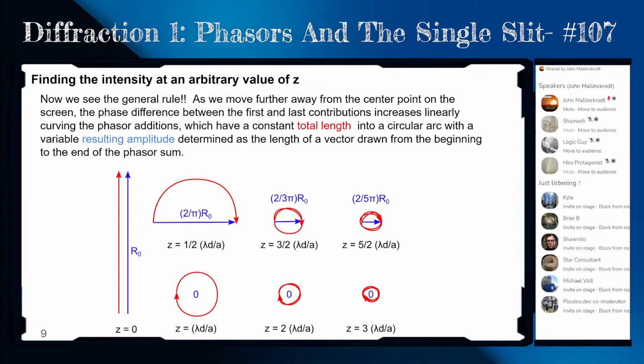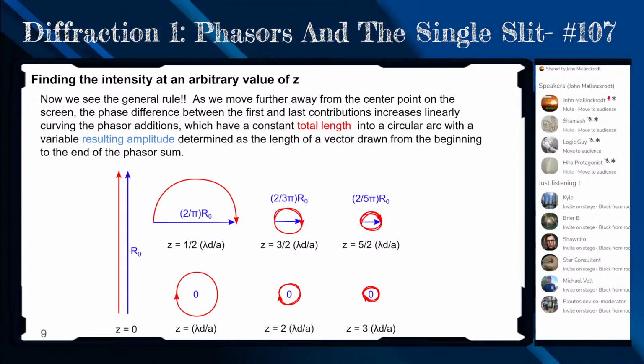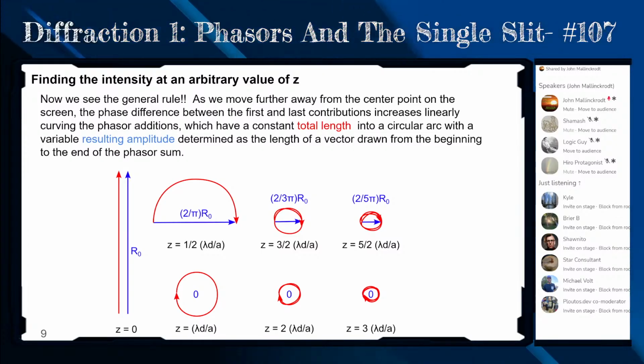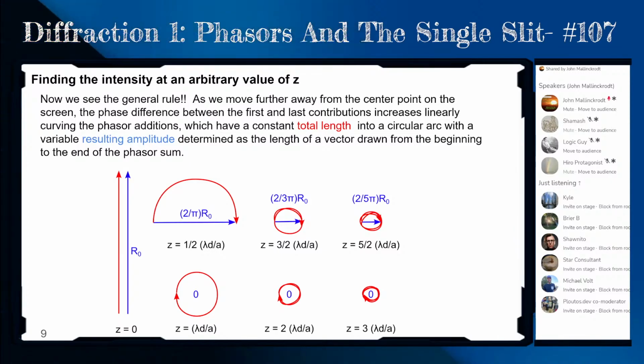the 3/2. I'll just refer to it as 3/2. I have another, I get some amplitude. But then it tightens up again, because when I go to z equal 2 lambda d over a, the red line has to get curled into 2 full cycles around a small circle. It's still the same total length. The circumference of that circle is now half of what it was for the first circle, because now the red line has to get wrapped around it twice. But once again, I have 0 resulting vector.